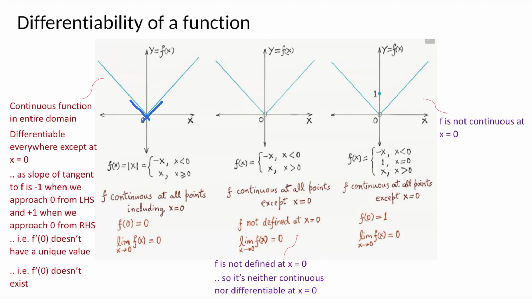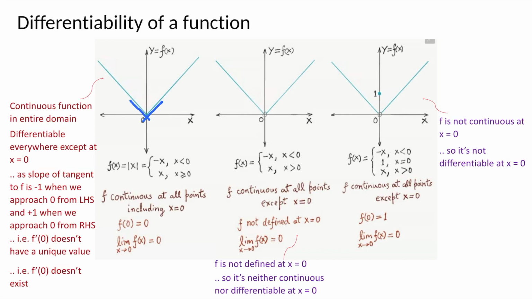So, the difference between the first and these other two functions is that the first function is continuous at x equal to 0, but not differentiable. These second and third functions are neither continuous nor differentiable. So you might have already guessed that continuity is a precondition to differentiability. Only when a function is continuous might it be differentiable.